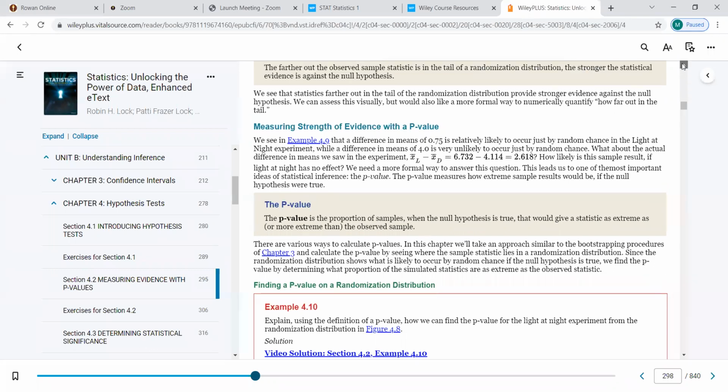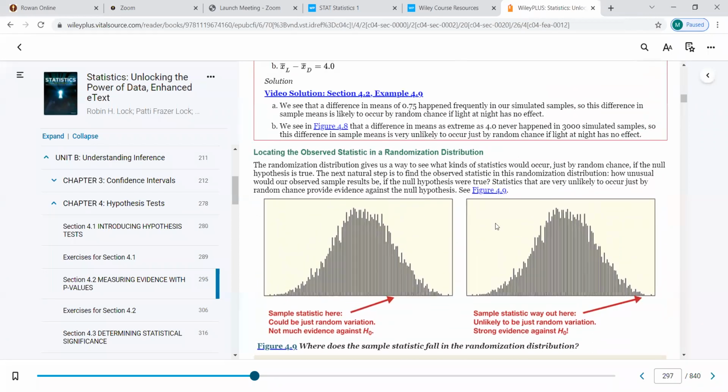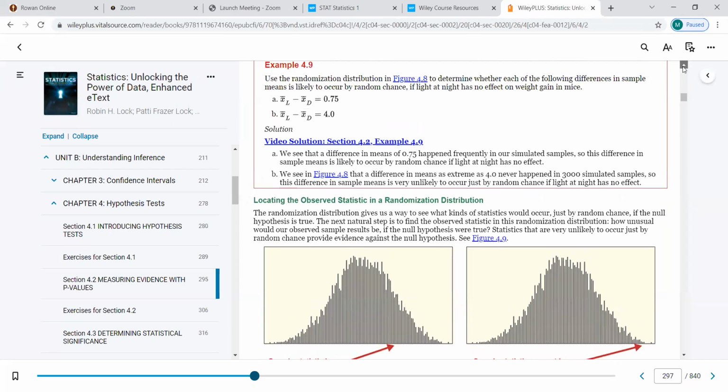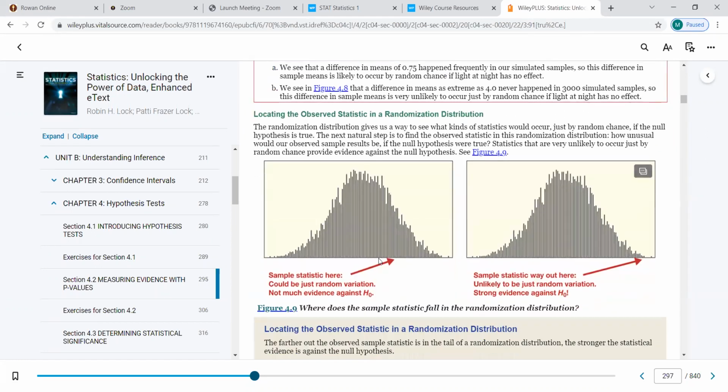In other words, let's go back to this example here. If our difference in the sample means was 0.75, which would be around here somewhere, where my cursor is, then the p-value would be all these dots to the right of that value. Because we're dealing with an alternative hypothesis that says greater than, we're only interested in this right tail here. So all the dots that are to the right of the 0.75 would be the number of samples that are as extreme or more extreme than 0.75.